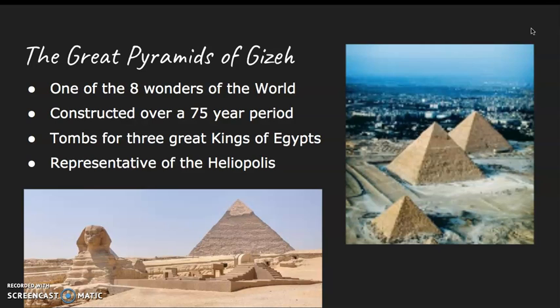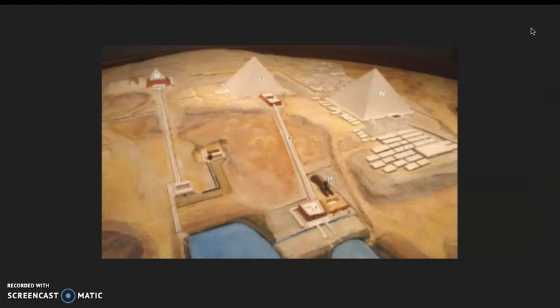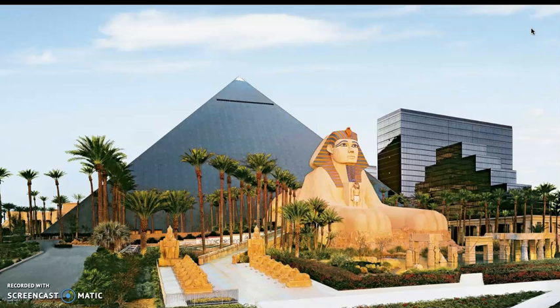In the picture on the left, you can see the Sphinx, which is said to be a representation of King Khafre, but it is supposed to be a guardian of the 3 Great Pyramids. And here's another layout of the structure of the Pyramid of Giza. In modern culture, the Sphinx and the Great Pyramids are modeled in Las Vegas, with the Luxor Casino/Hotel being that representation.